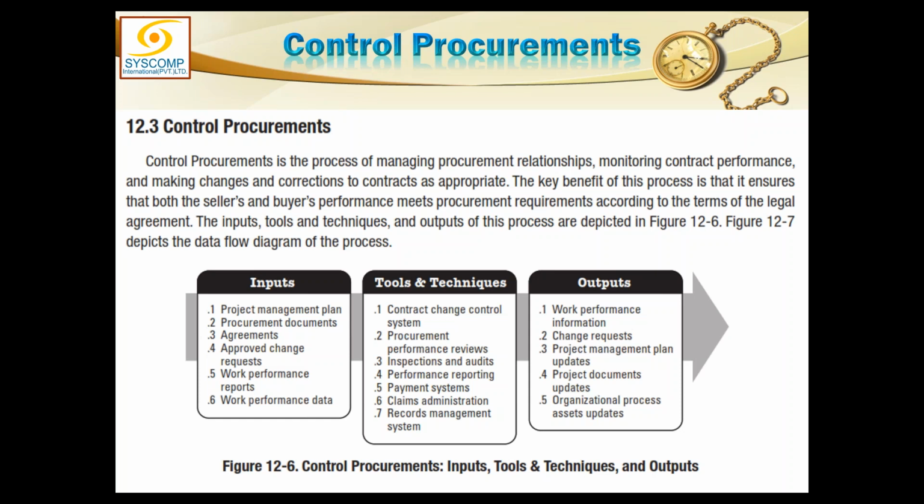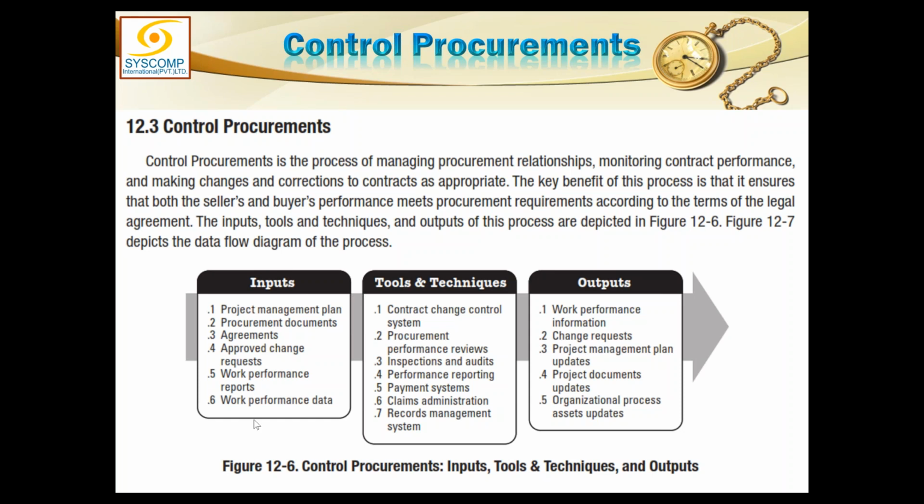Then there is control procurements. In control procurements, just like all other controls, we will have the project management plan, project documents, agreements, and any approved change requests. Approved change requests come, as you all understand, from integrated change control when some change is approved. So this change has been approved by integrated change control, and this change request is about the contract, the subcontract.